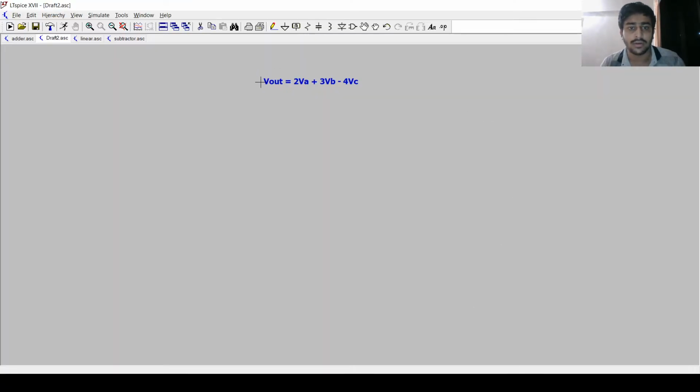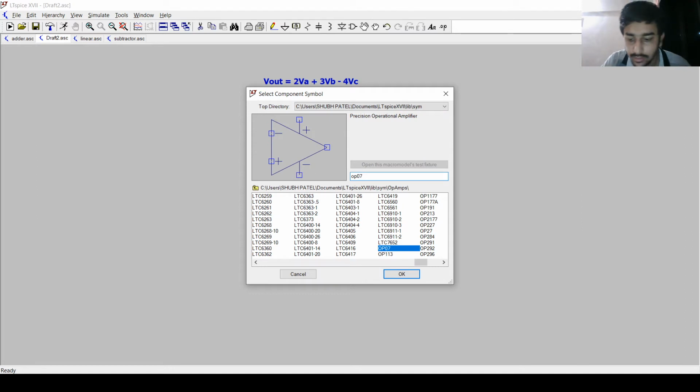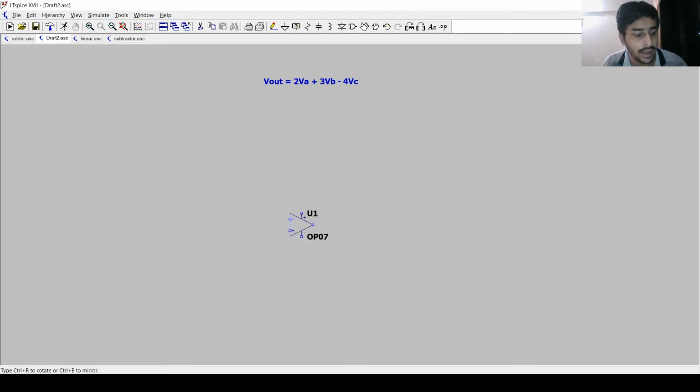For linear equation, our linear equation is 2VA plus 3VB minus 4VC. So we will need two op-amps. I'm going to use OP07 in this case. For that, go to component, type OP07, press enter and place it wherever required.